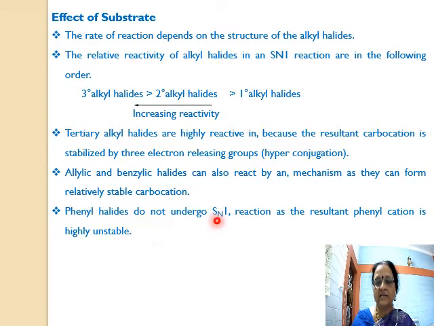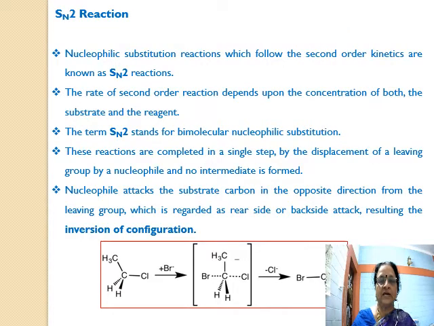Then phenyl halides do not undergo SN1 reaction. What do you mean by phenyl halides? The chlorobenzene. Because you cannot have the phenyl cation, isn't it? So you have your aromatic nucleus which is having pi electron cloud, and you cannot expect the positive charge on the top of the carbon atom that is there in the benzene nucleus. So it is going to be least reactive for SN1 reactions. Right? So with this I will just pass on to the next mechanism, that is the SN2 mechanism.